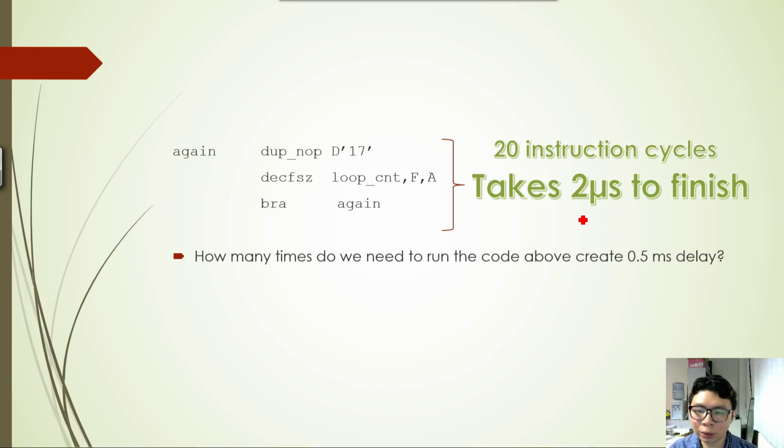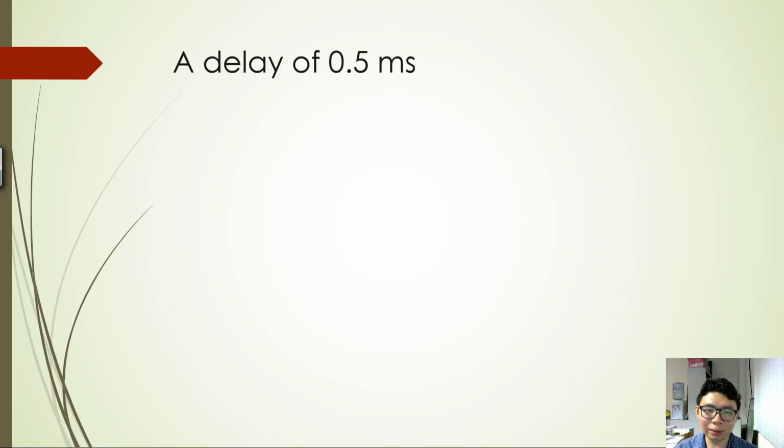In order to create a delay of 0.5 milliseconds, how many times do you think we need to execute this code? If you take your calculator, 0.5 milliseconds divided by 2 microseconds, you will get 250 times. So in order to create a delay of 0.5 milliseconds, we need to execute this block of code 250 times. And how do we execute this block 250 times? Precisely using loops.